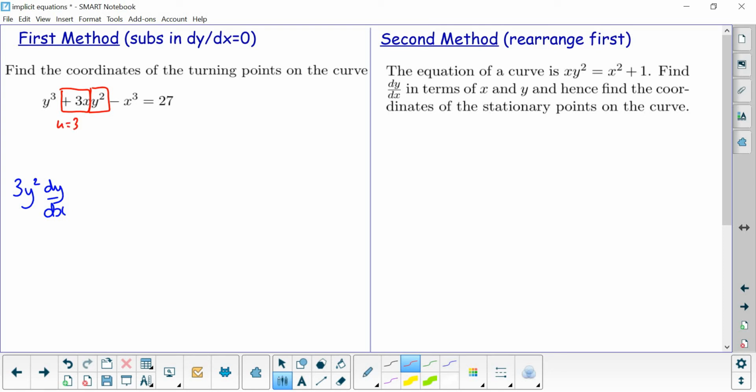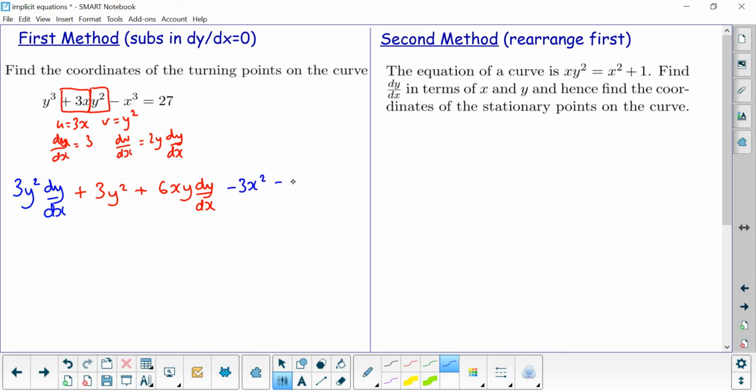So we could use u is 3x and v is y squared. If we differentiate those, we get 3 and we get 2y dy by dx. Now the product rule is going to give us v du by dx plus u dv by dx. So if we tidy that, we'll get 6xy dy by dx. Okay, right, and now we can look at the next term. So we get minus 3x squared equals, and differentiate 27, you get 0.